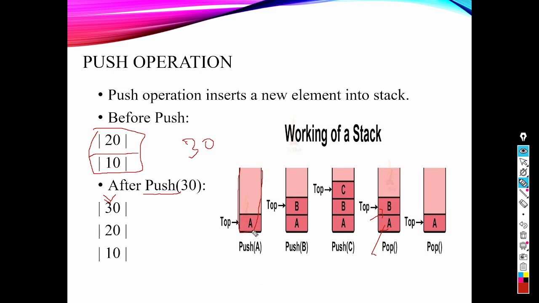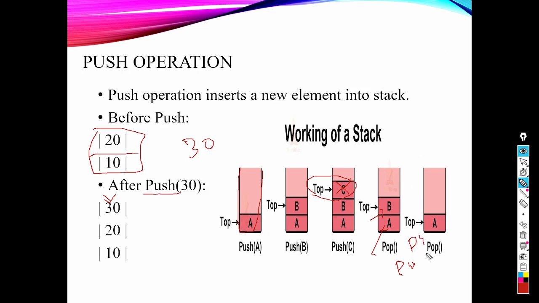Here, after inserting push A, what is the top element? A. After inserting B, what is the top element? B. Finally we inserted C. Now what is our top element? C is our top element. So if you use the pop operation, which element will be removed? The C element is removed here. Now what is the output? A and B.